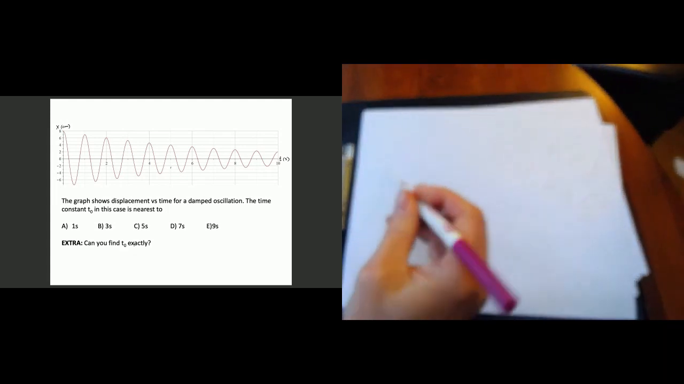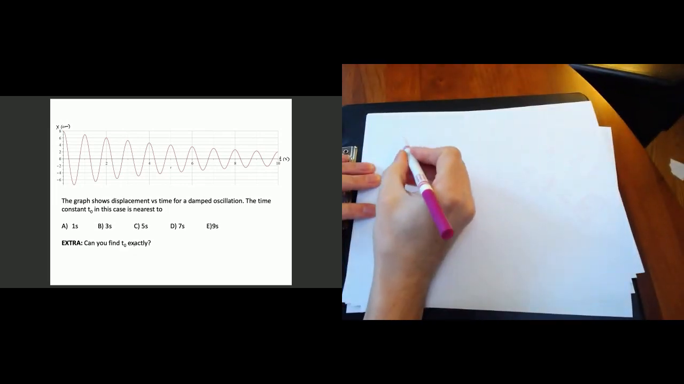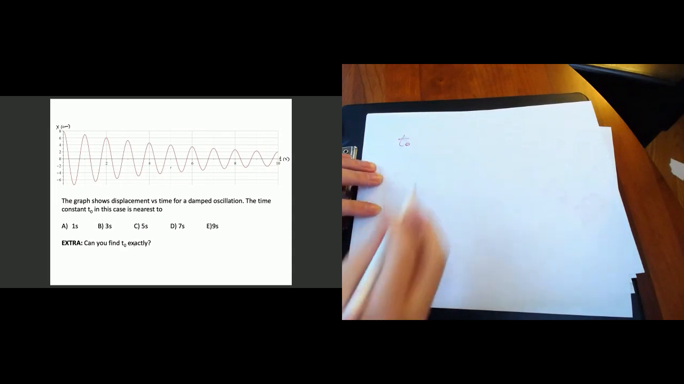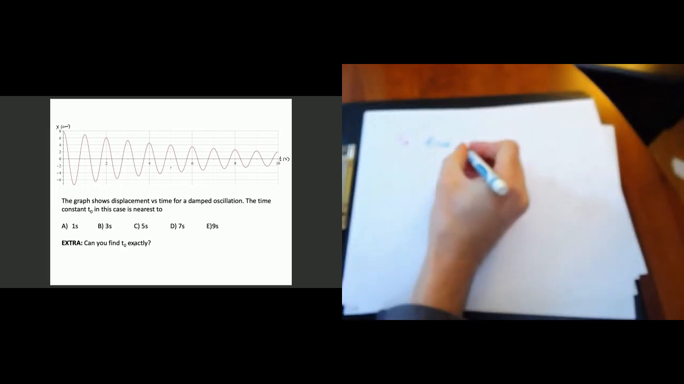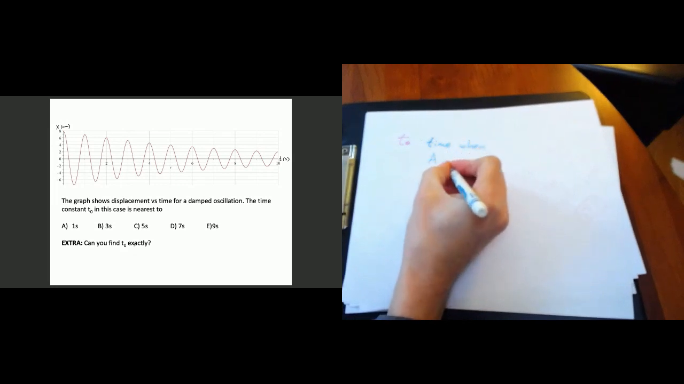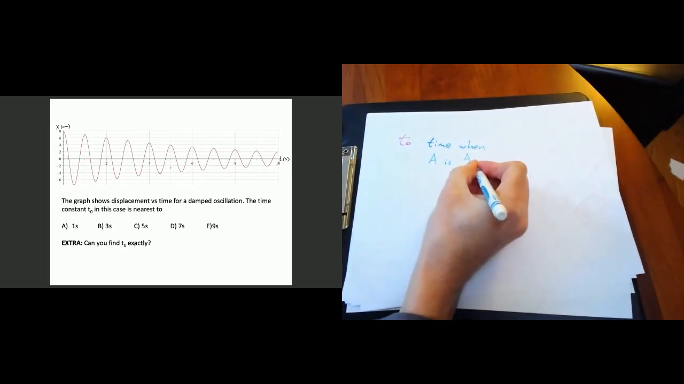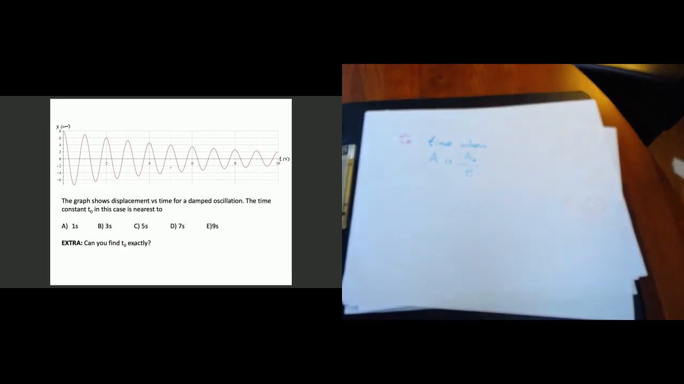And so basically what we're going to do is just use the definition of T0. Oh, that one is not working well. So T0 is basically the time when the amplitude A is the initial amplitude divided by e.